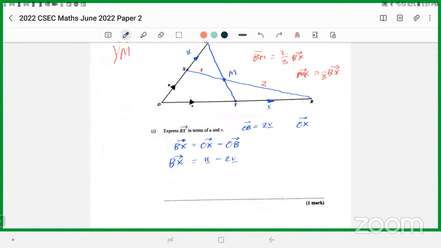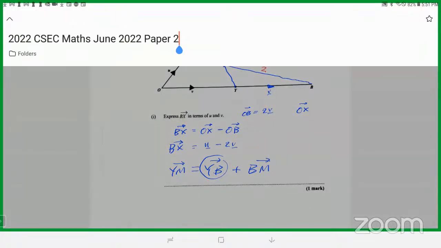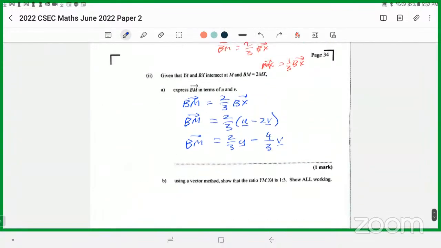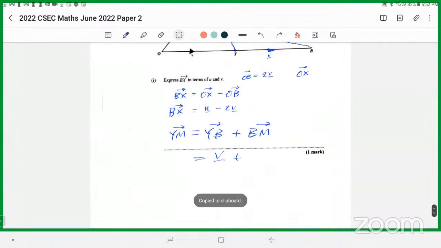So YM, going from Y to M, is the same as going from Y to B, and then going from B to M. The YB is V. I have it on the diagram, so that is just V plus the BM. I have it down here. We just worked it out a while ago. This is the BM. Let me just copy it up now and paste it right here.